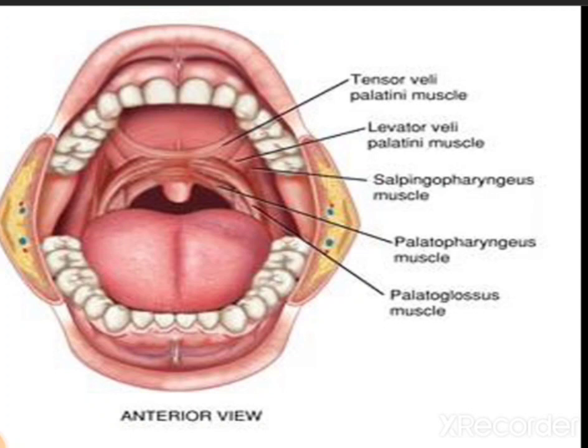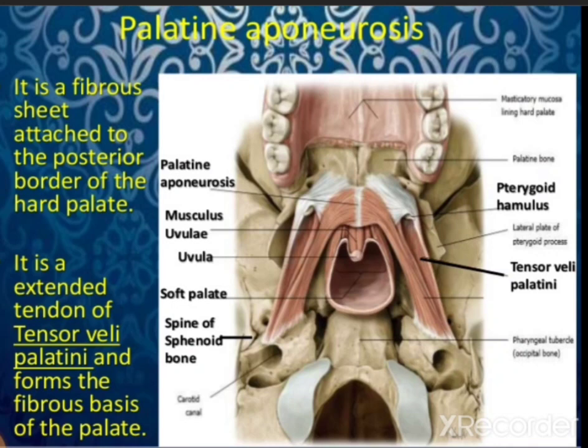So these are the soft palate muscles. The soft palate is a muscular organ and it is made up of muscles. What are these? These are tensor veli palatini, levator veli palatini, salpingopharyngeus, palatopharyngeus, and palatoglossus muscles. These muscles are forming the soft palate. Now we discuss them one by one. First, we discuss the palatine aponeurosis.